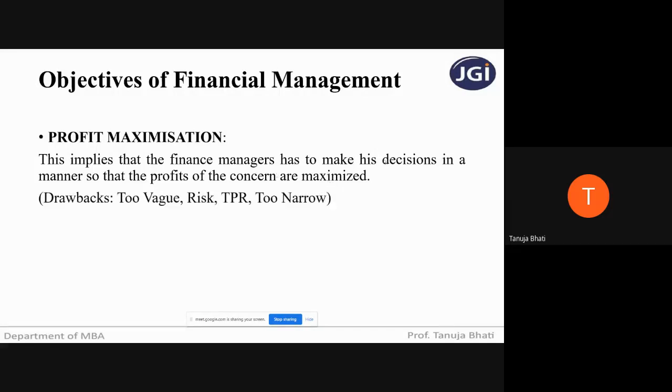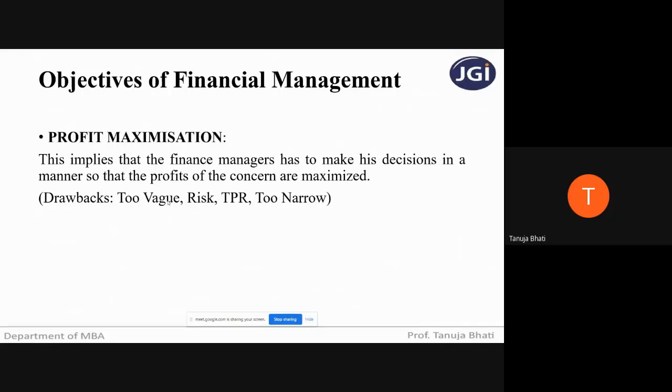So the first drawback is, profit maximization itself is too vague. Now what is the meaning of too vague? Too vague means different to different people. For example, a profit may be short term, it may be long term. Profit may be total profit or rate of profit. In the sense, let me explain this. The word profit is not clearly defined.